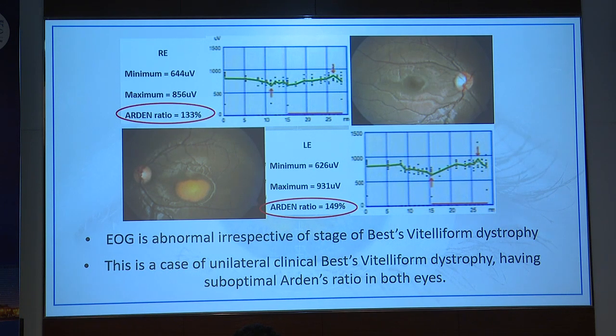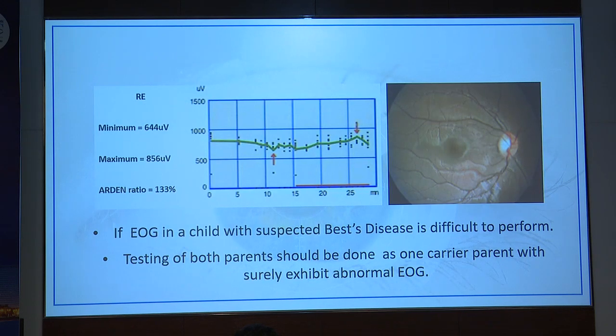You can see in one eye it is not clinical Best, and in the other eye it is a clinical Best dystrophy. But EOG is more reduced in the eye which has no clinical Best disease. If EOG in a child with suspected Best disease is difficult to perform, what will you do? Test the parents, and one carrier parent will surely exhibit abnormal EOG.